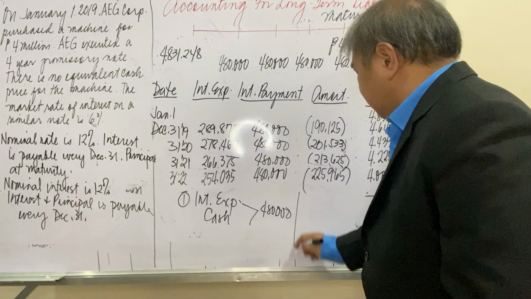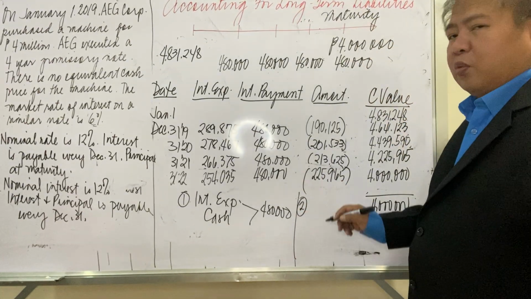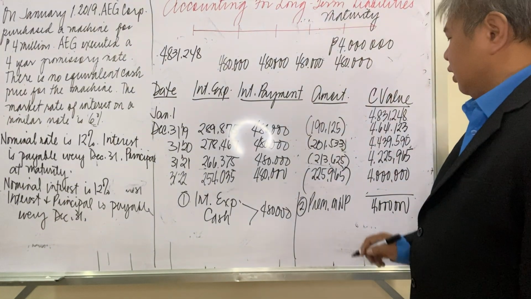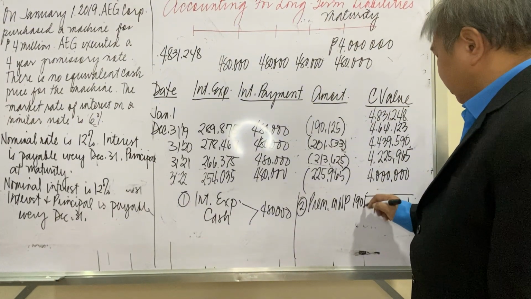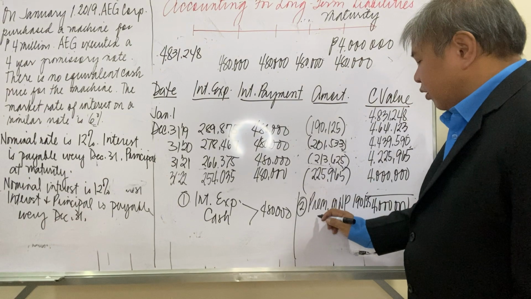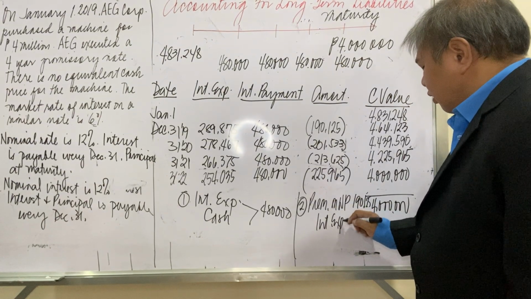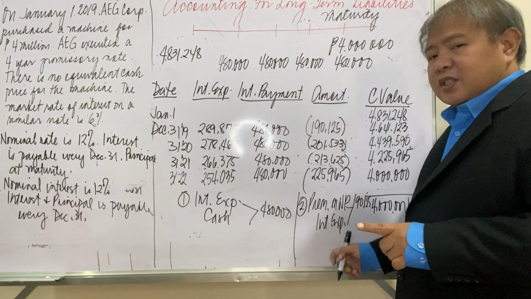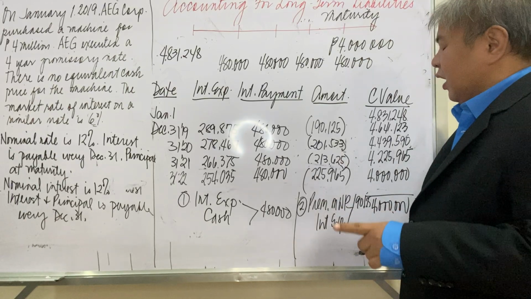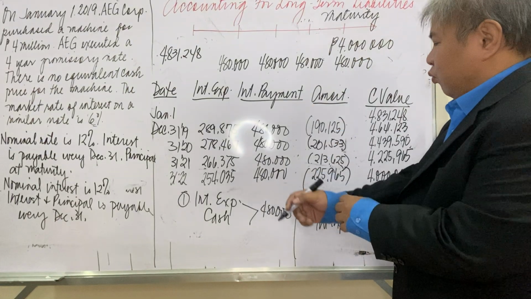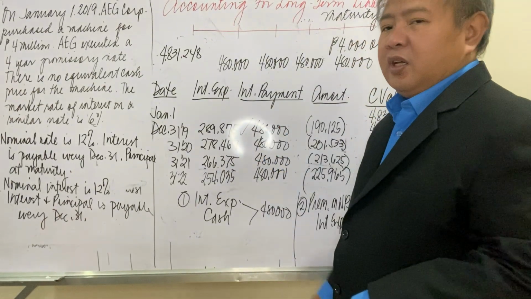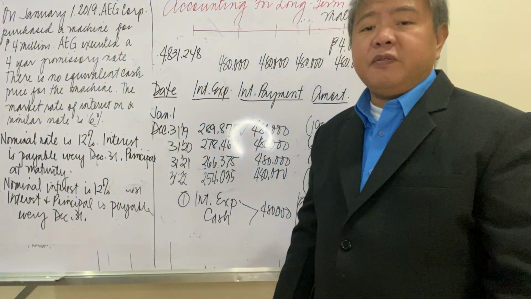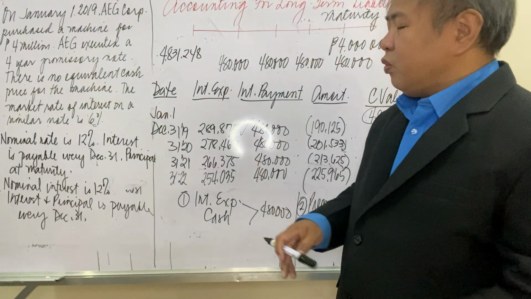Now the next entry would be to recognize the amortization of the premium. What will be the entry? Debit premium on notes payable for 190,125, and credit interest expense for 190,125. If you would notice, a premium eventually decreases the interest expense of the company. So how much is the interest expense? The answer is the carrying value of the obligation multiplied by the effective interest rate. That is how you will solve this type of problem.